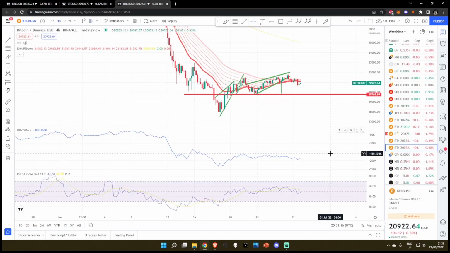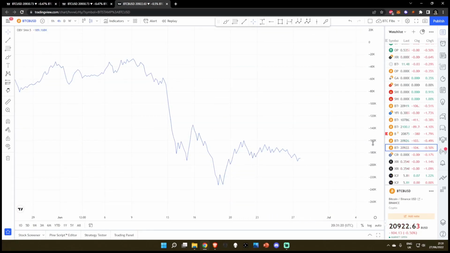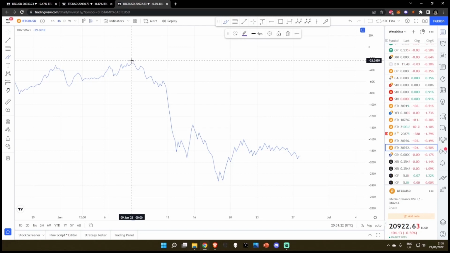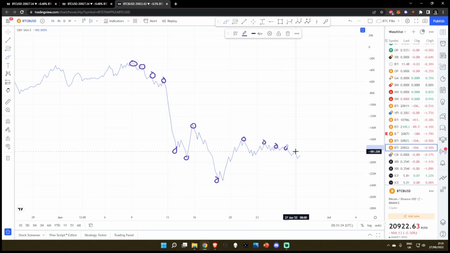Let's look at some other oscillators. The OBV, which is the on balance volume. This is just constantly making lower lows. You can see high, lower high, lower high, lower high, lower low, lower low, lower high, and lower highs again and again.